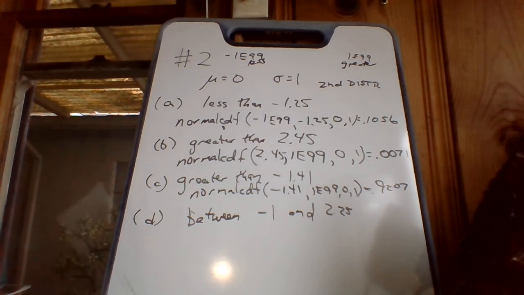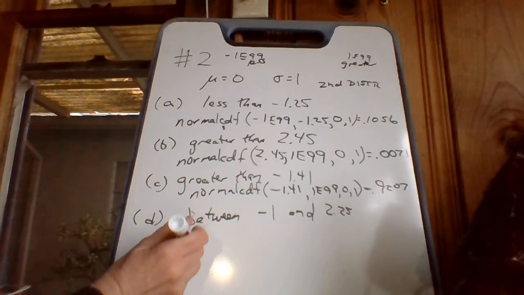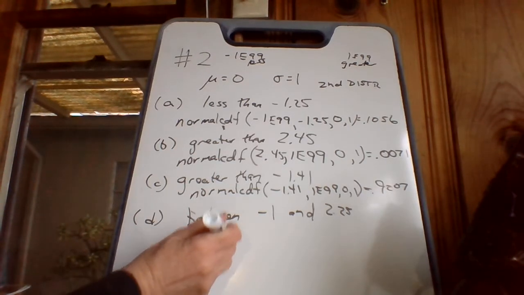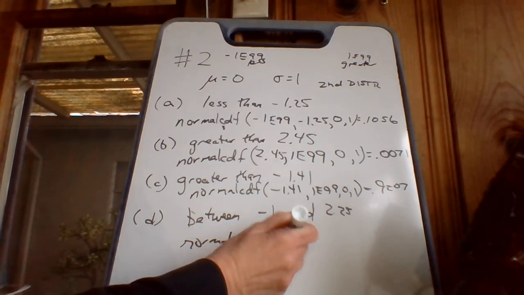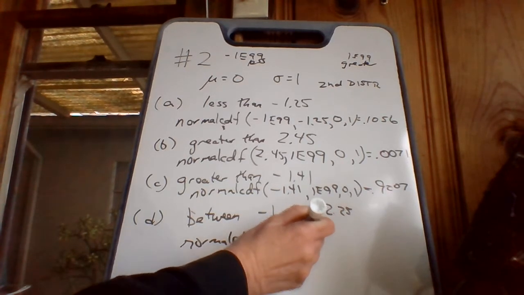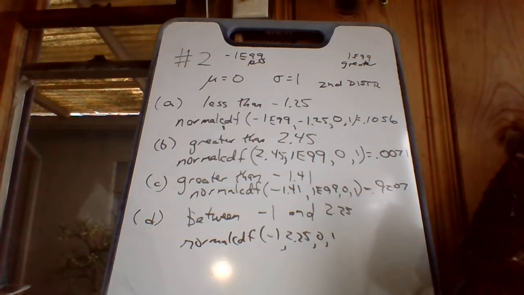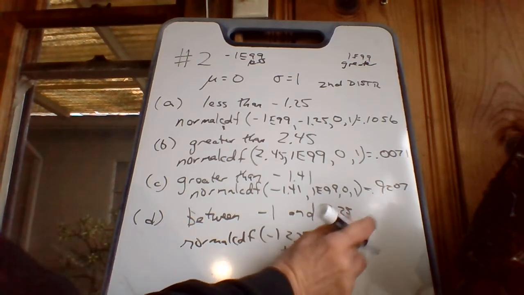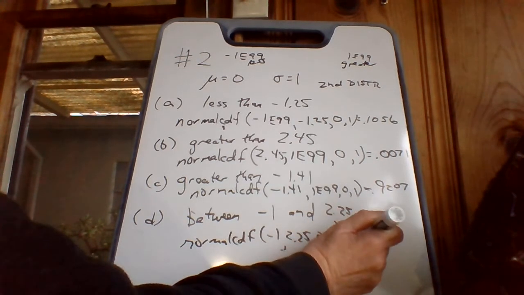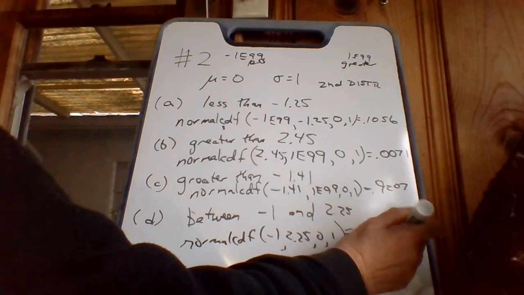All right, and then between. So I don't even need any of that E99 stuff. I've got 2 numbers. Those are what I use. Negative 1, comma, 2.25, comma 0, comma 1. And I got 0.8291.